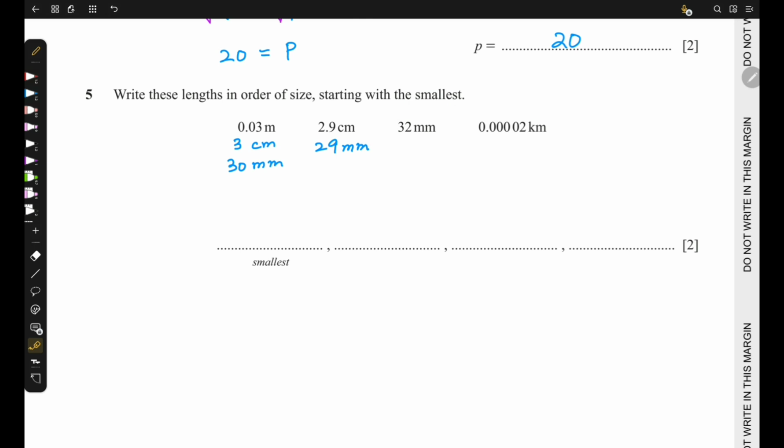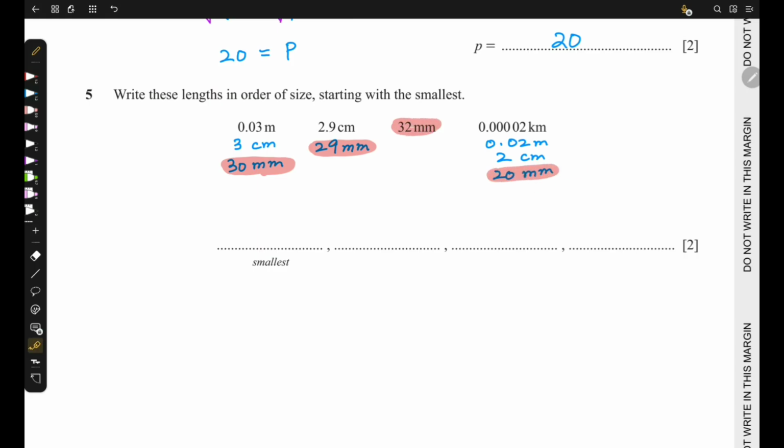And for the last one, first we multiply by 1000 to get the answer in meters. Then multiply by 100 to get the answer in centimeters. So we will get 2 centimeters. And at the end, we multiply by 10, so we get the answer in millimeters. Now you only have to look at these values in millimeters to compare them.